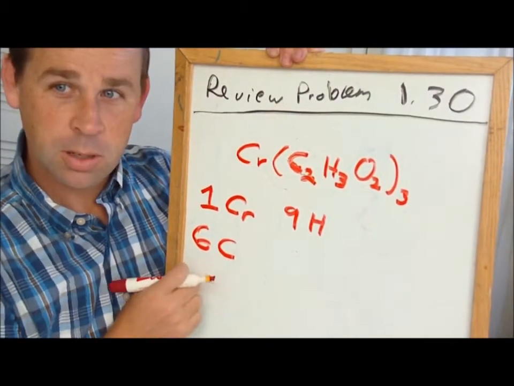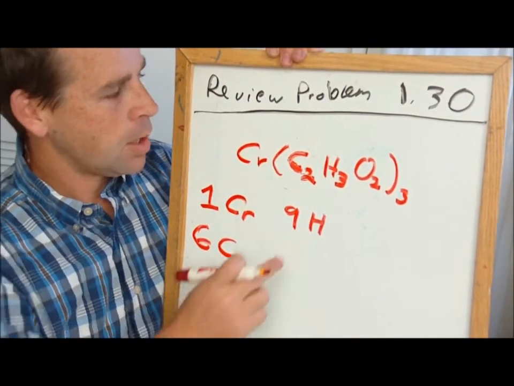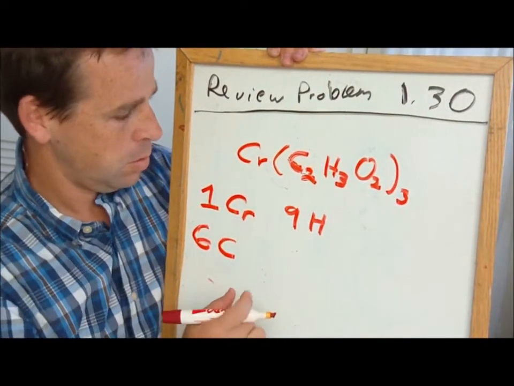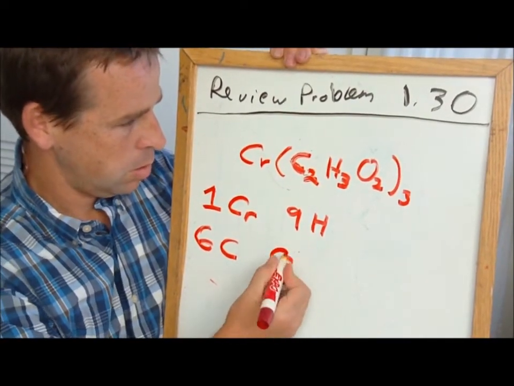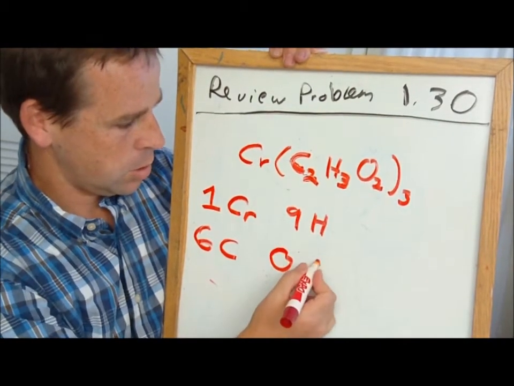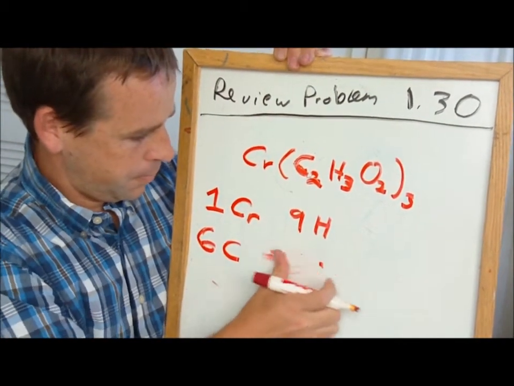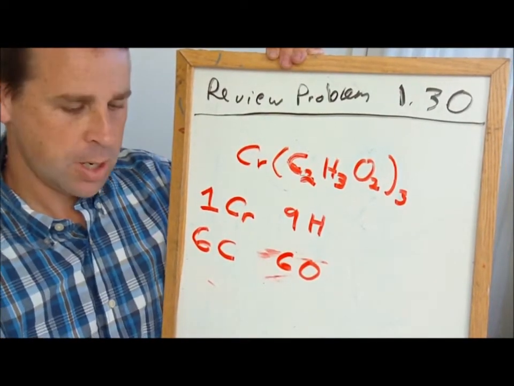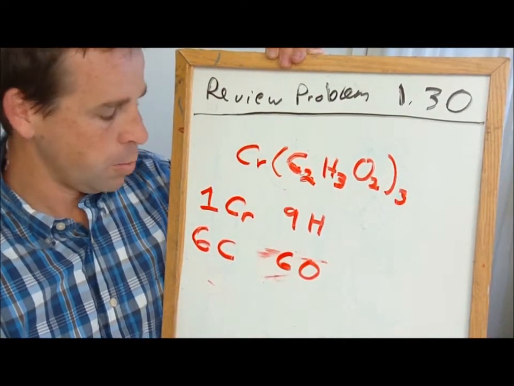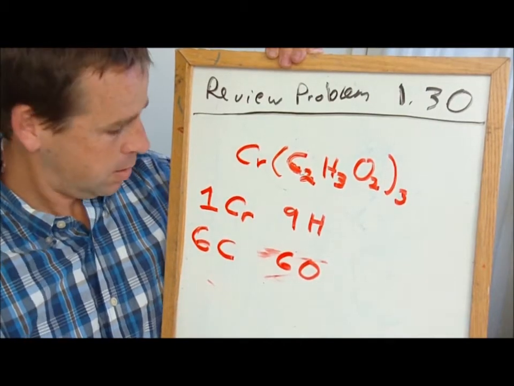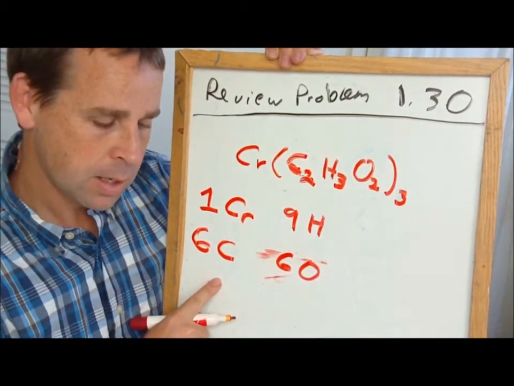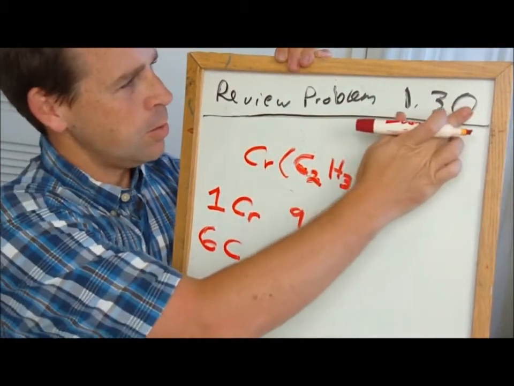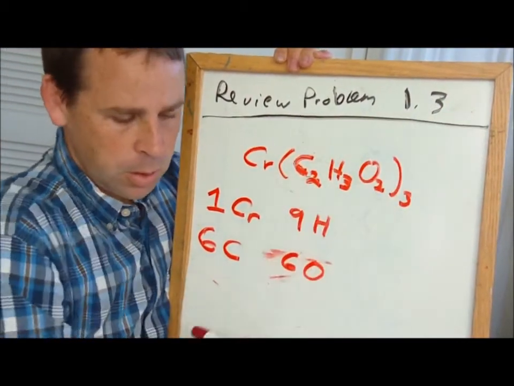Can you see those okay? All right. Oxygen: there are 2 oxygens inside the parentheses, 3 of those, so for oxygen there are 6 oxygens. So there's 1 chromium, 6 carbons, 9 hydrogens, and 6 oxygens. Very good. So now we'll go on to problem 1.32.